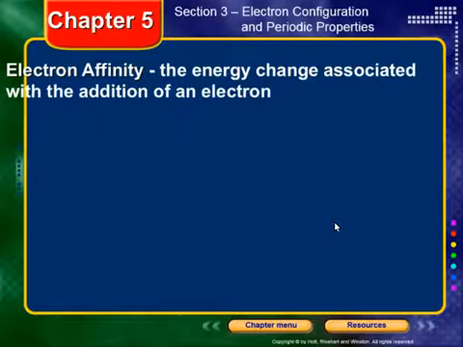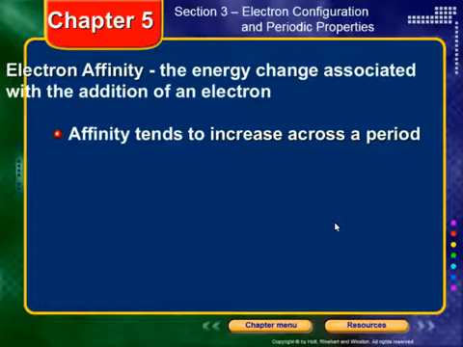Next trend, electron affinity. Electron affinity is a tricky one to wrap your head around because some semantics come into play, and we'll get to that. But electron affinity is the energy change associated with the addition of an electron. So ionization energy is the removal of an electron. Electron affinity is gaining an electron, the addition of an electron to an atom.